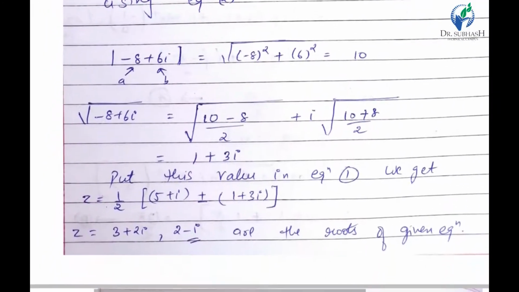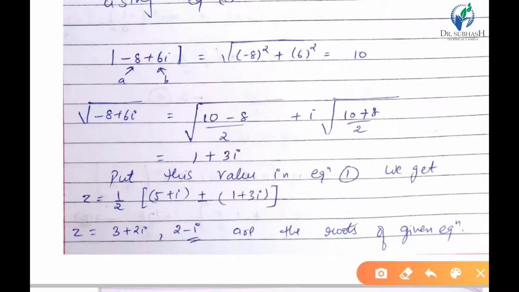So first we need to find mod z. So mod z will be under root of real part square plus imaginary part square. Here the real part is minus 8 and imaginary part is 6. So we get our answer as 10. We substitute this value in the equation 2 discussed in the starting of the topic.